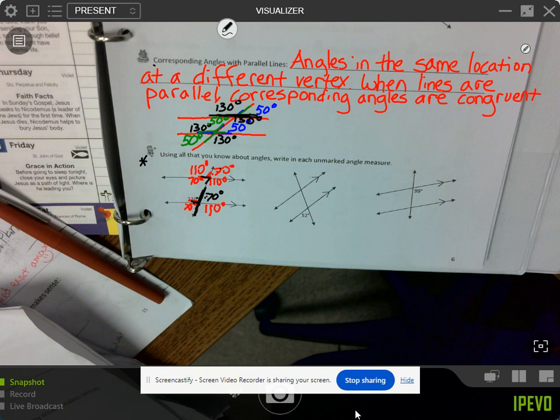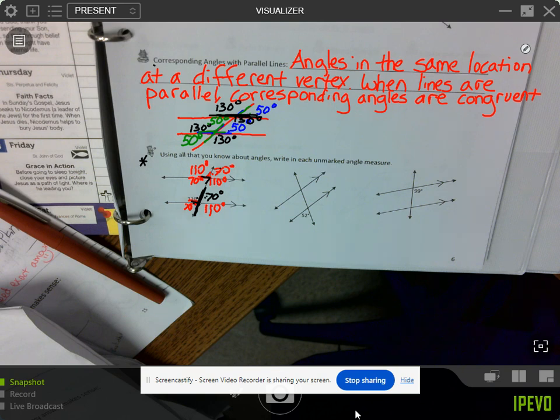You are going to do all the angles on those last 2, same way we did it here. Corresponding angle, vertical angle, supplementary angles. Fill in all the missing angles. Any questions on putting all of that together? This is going to be a quiet work time.